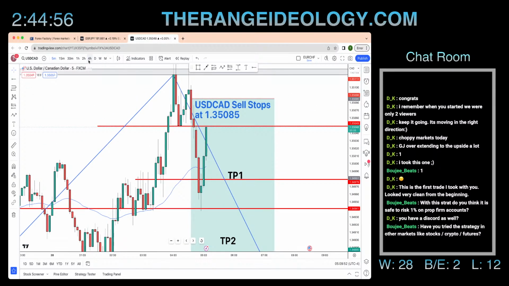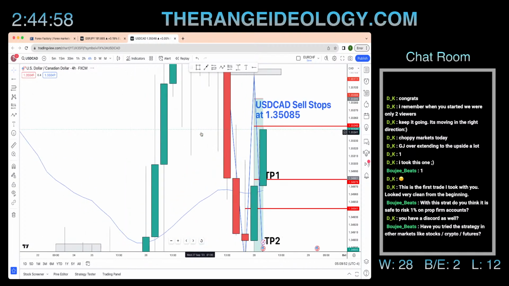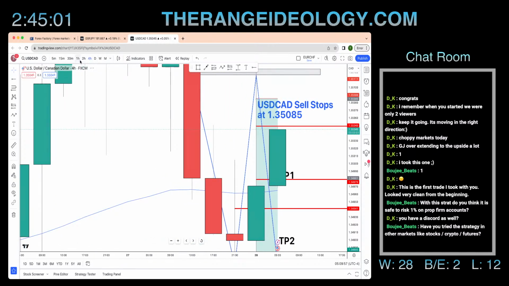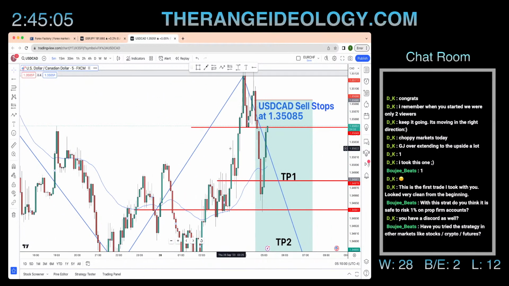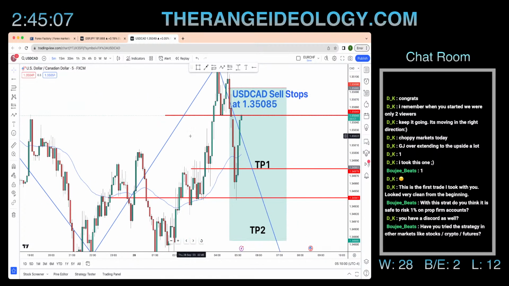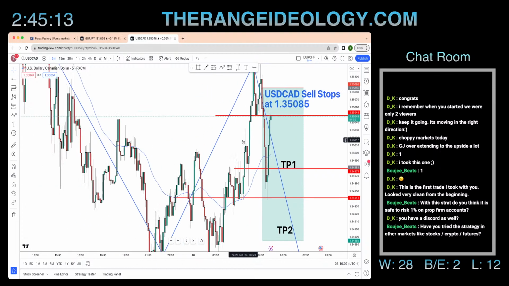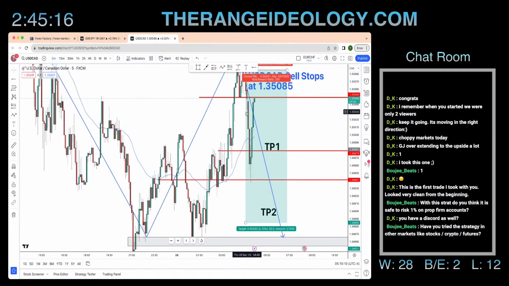And for all we know, GJ, so USD CAD can come right back down, right? But we secured our profits. We secured how much we needed and adjusted our stops. So that's the best part about this, right?